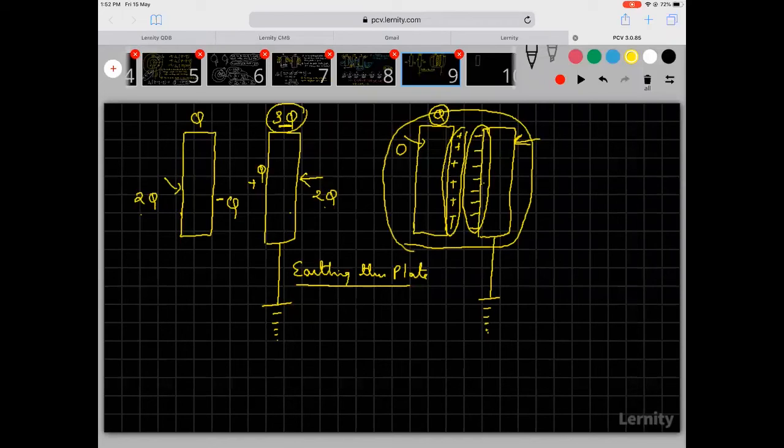Okay, so the moment you earth this, what is going to happen is that the charge on this side will become 0. The charge on this side will become minus q. The charge on this side will become plus q, and the charge on this will become equal to 0. Okay, do you understand this?